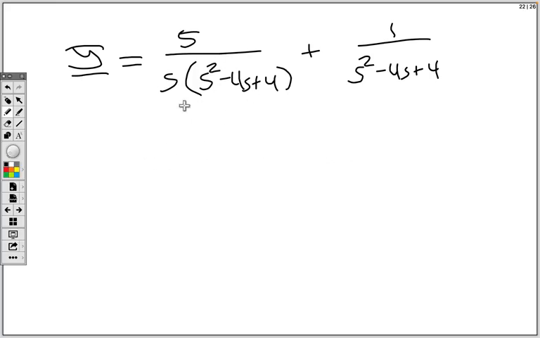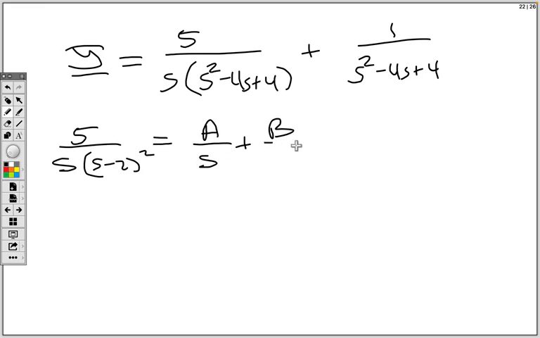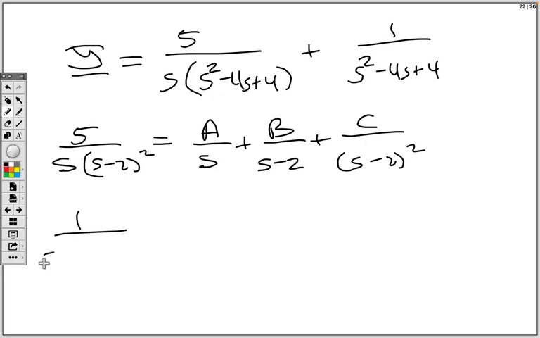So at this point, you'd go in and do your partial fraction stuff. You would factor this. That would be an s minus 2 squared. So you get your A over s plus B over s minus 2 plus C over s minus 2 squared. Okay, and we're almost out of time. But you find your A, B, and C, and then you would Laplace them back.